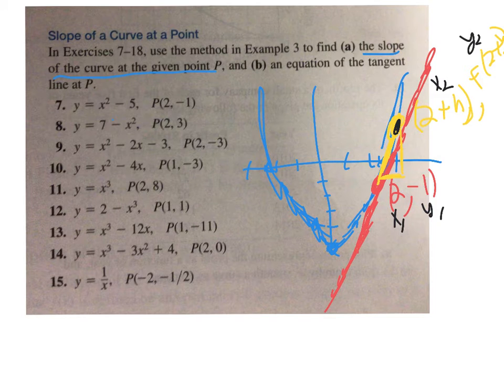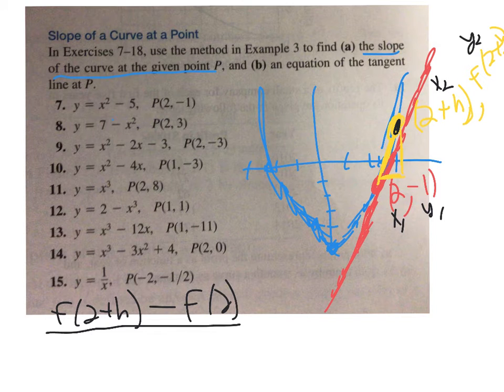So what you do is you say here's y2, here's x2, here's y1, here's x1, and we set up a slope. So we're going to say f of 2 plus h for this, minus f of 2, over x2. We know what x2 is, it's 2 plus h, minus x sub 1, which is 2. So that works out to be just h in the bottom, right?